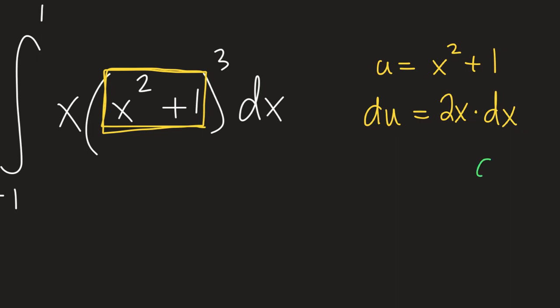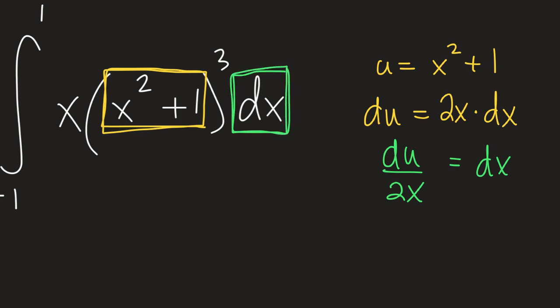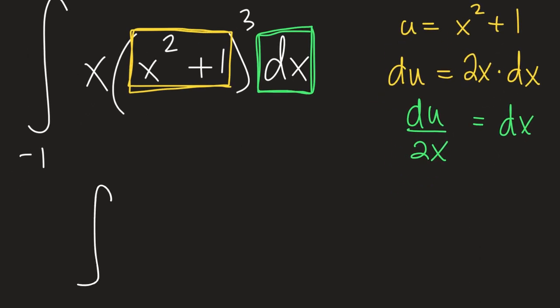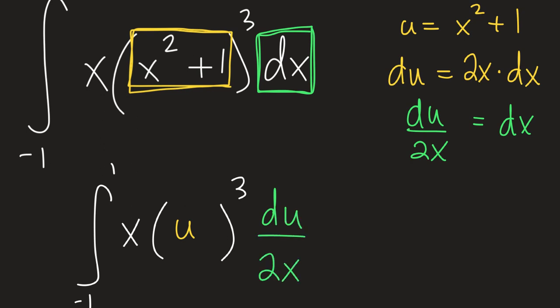Okay, and then solving this for dx gives you du over 2x. So now that I have chosen my u and I have solved it for dx, I can do my substituting. So the integral from negative 1 to 1 of x times u to the third power times du over 2x.